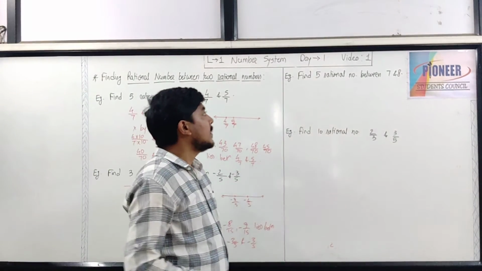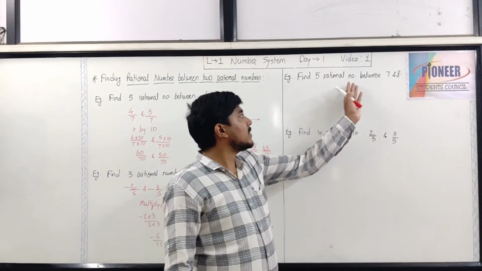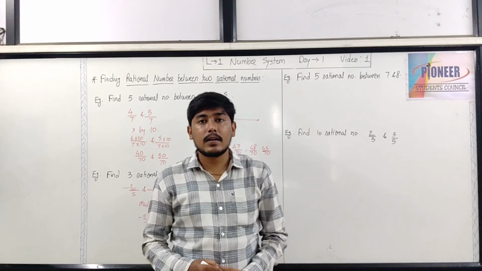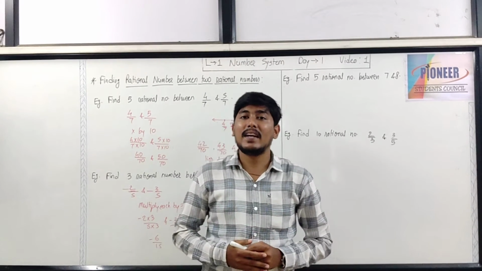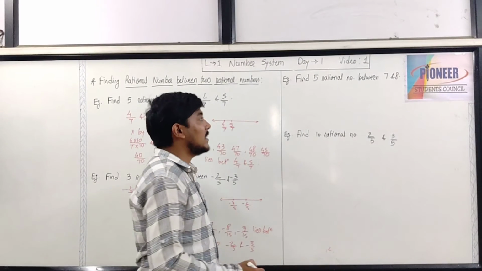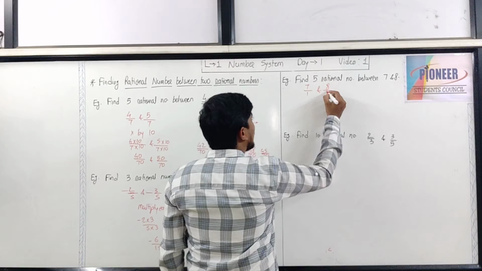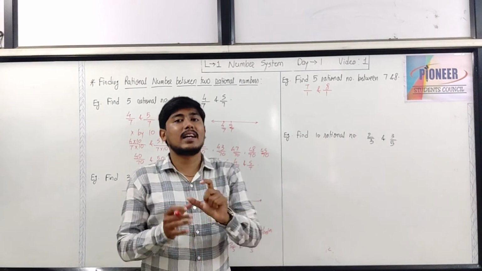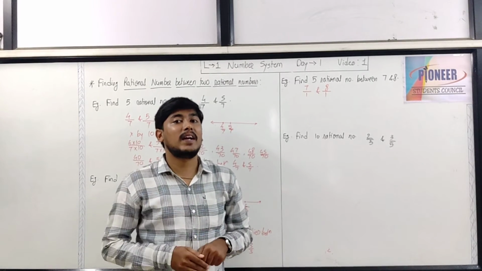Now students, let's have a look at some more examples on the same question. Find 5 rational numbers between 7 and 8. These are rational numbers. Yes, 7 and 8 are rational numbers. How? See, 7 can be written as 7 upon 1 and 8 can be written as 8 upon 1. Right? Now, between 7 and 8 there seem to be no such numbers. But we can find them.